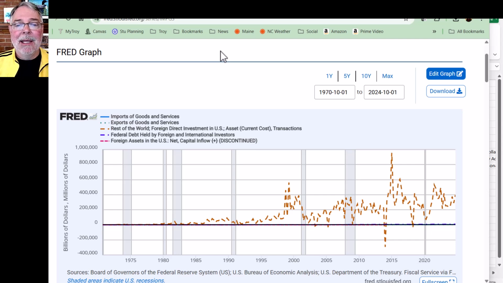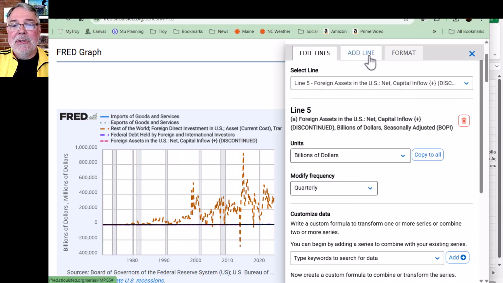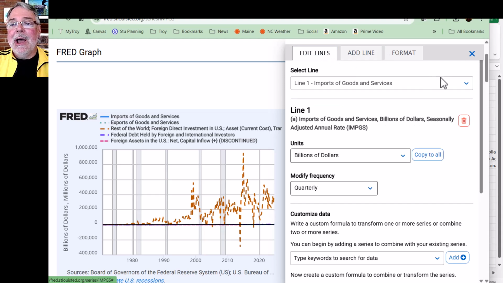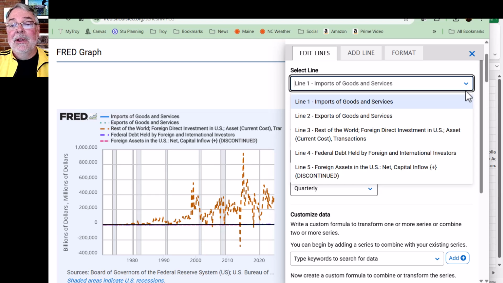So I've gone back in to FRED, and I've gotten in one graph, I looked up imports of goods and services, and then I just started adding stuff using the edit function, right? I just added line after line, and I said, give me another thing. And so now I've got 5 lines, right? I've got imports of goods and services, exports of goods and services. I've got foreign direct investment, rest of world foreign direct investment, which is something we looked at last time. And I've got a couple other things.